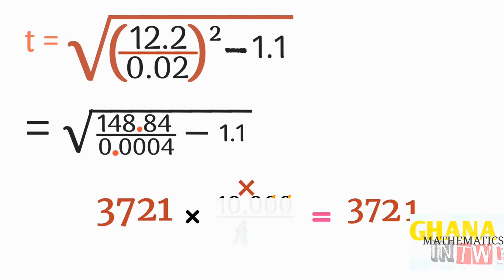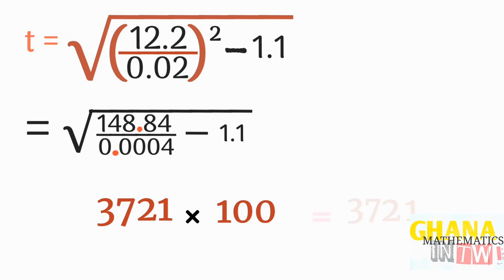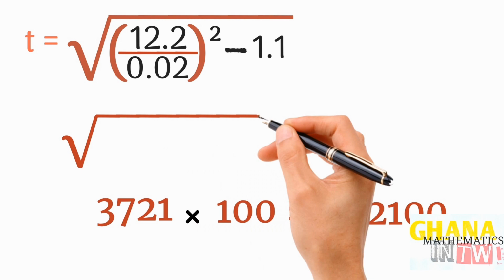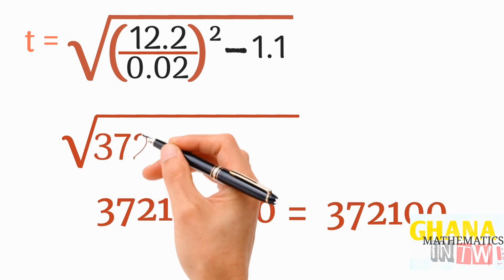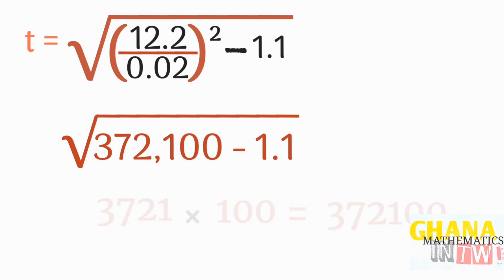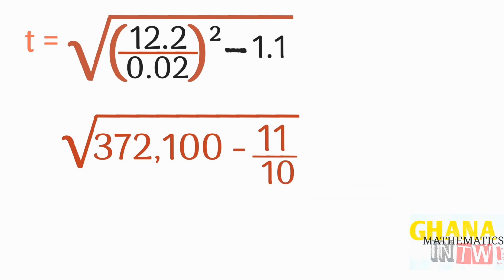So we are shifting to that side to multiply with the 100. 3,721 multiplied by 100: 3,000 attached to two zeros will be 300,000. So 3,721 becomes 372,100. That should be our final answer for the square of the fraction. Then 372,100 subtracting 1.1, or we can say 11 over 10. 1.1 is the same as 11 over 10 because we have only one decimal place.